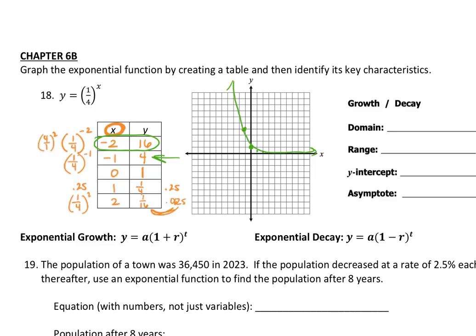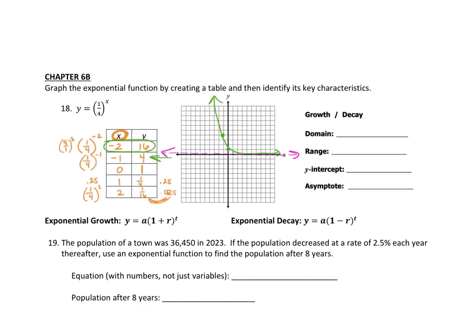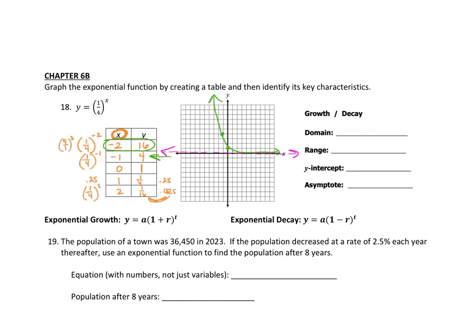What's your asymptote? What's the line you are approaching but not touching? 0. It's your x-axis, right? So this line right here is the one that you won't ever touch, which is your asymptote. Do you remember what you put here? The asymptote. Y equals 0. So the line is y equals, right?